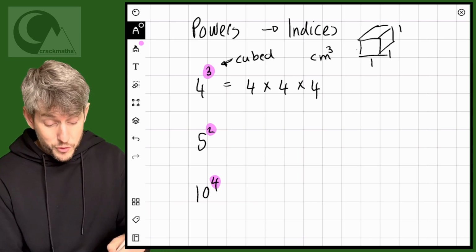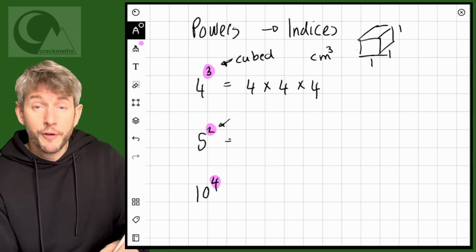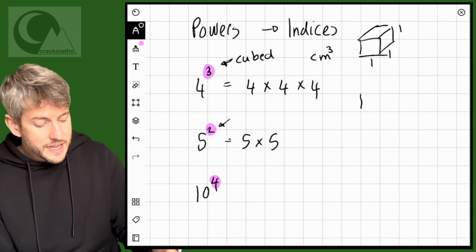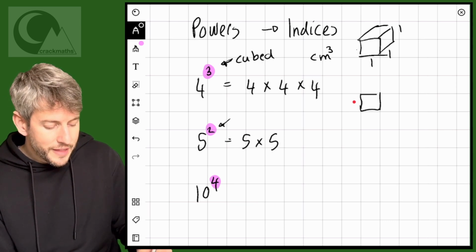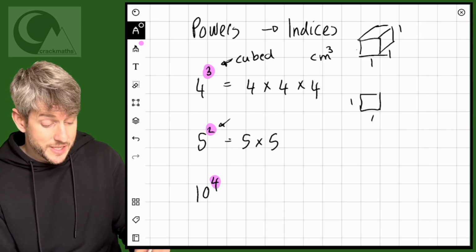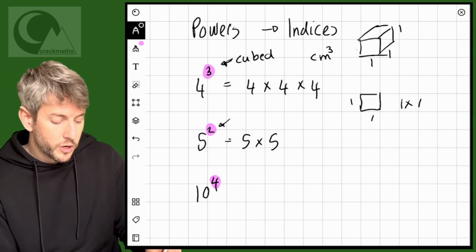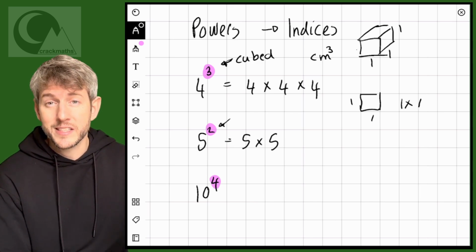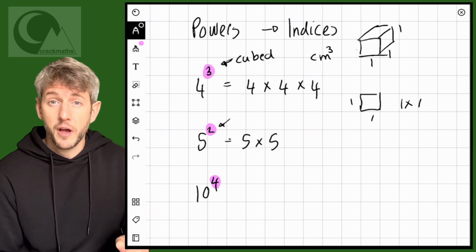Following from that, we've got the 5 squared. So the 5 squared means 5 times 5. And if you think about a square, the way that you find the area of a square, so say for example that's 1, is by doing length times width. So that would be 1 times 1, which would give us the area of the square. So in a way, these things make a bit of sense. So 5 to the power of 2 means 5 times 5.